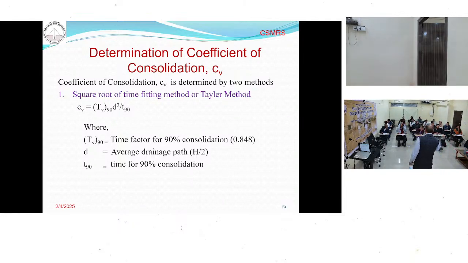d is the average drainage path. Here in the picture we have seen that we have put the filter on the top and the bottom of the specimen. And the specimen size was 20 mm. So what is the length of the drainage path? 10 mm. Good. And in case we allow for single side drainage, 20 mm. Good.